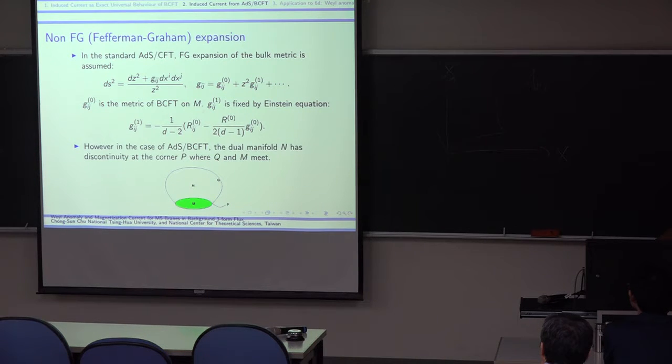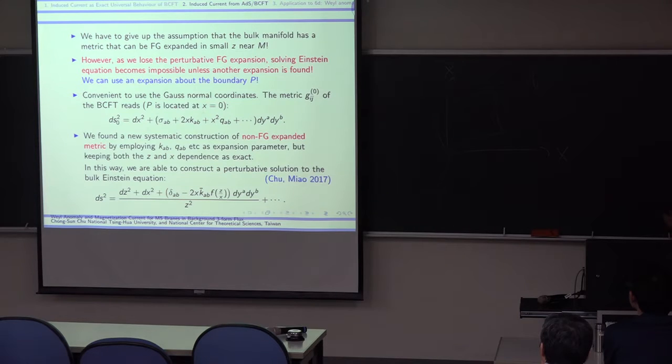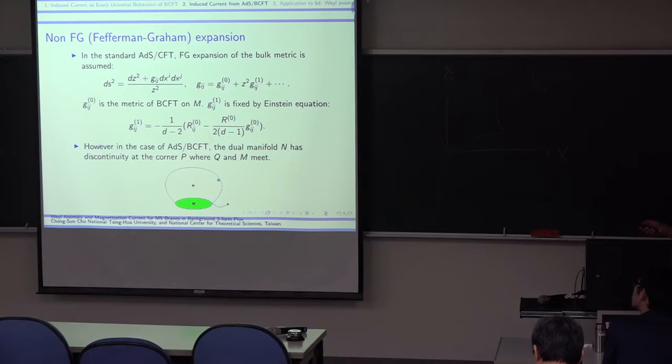Now, if you give up the FG expansion, then just try to solve Einstein equation exactly, and it's hopeless because it's just too complicated. So instead, we find a different way to do expansion. The reason why we want this FG expansion is just because with FG expansion, you have the perturbative expansion to the answer of the metric. So when you solve Einstein equation, you get some simplification so that you can solve it.